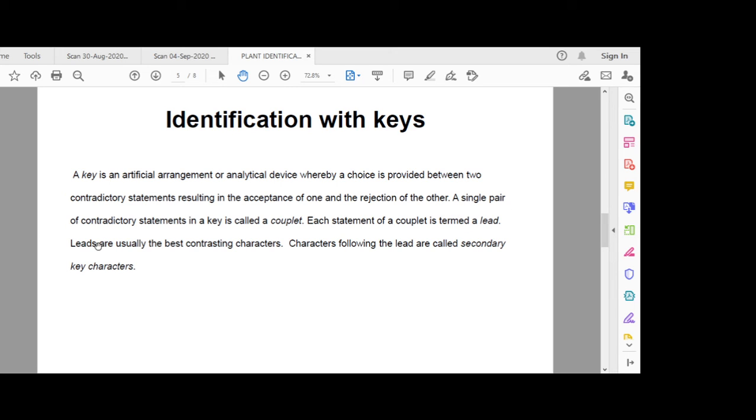A single pair of contradictory statements in a key is called a couplet. A couplet is a set of characters which are contradictory to each other. Each statement of a couplet is termed a lead. Leads are usually the best contrasting characters. Characters following the leads are called secondary characters. After the lead, we consider characters which are secondary key characters.